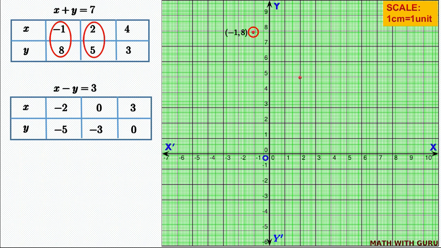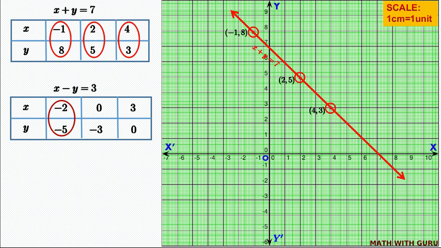Then 2, 5. 4, 3. We see that they are collinear. They are in a straight line. Let us draw a straight line through these points. This is the graph of x plus y equals 7.